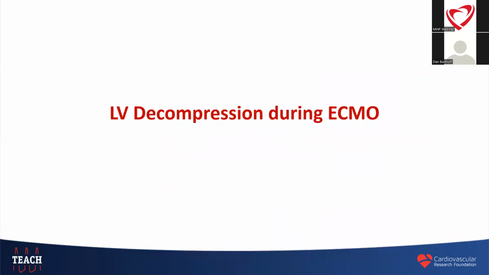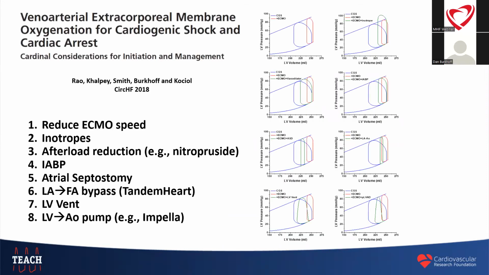So what about the physiology of LV decompression during ECMO? Well, there are many strategies for unloading the ventricle. There are at least 8 that I think are in use, including, first of all, reducing the ECMO speed, use of inotropes, afterload reduction, use of a balloon pump, atrial septostomy, combining ECMO with a tandem heart, using a surgical vent, or combining ECMO with Impella, so-called ECPella. Interestingly, there's a unique physiology to each of these approaches. Each approach may have its particular advantage in certain clinical scenarios, and each of them also has a limitation.